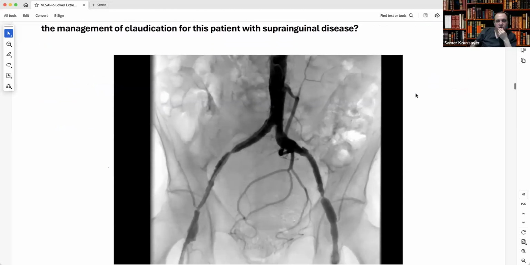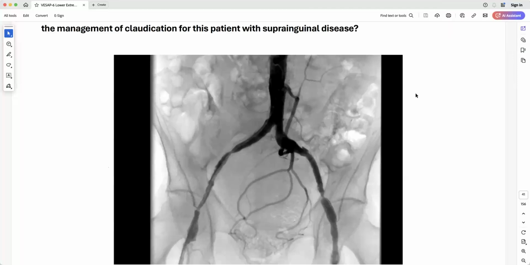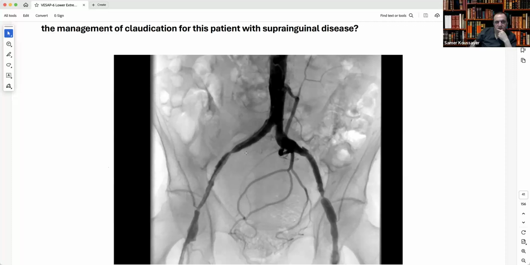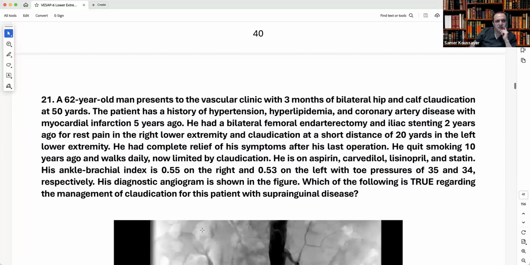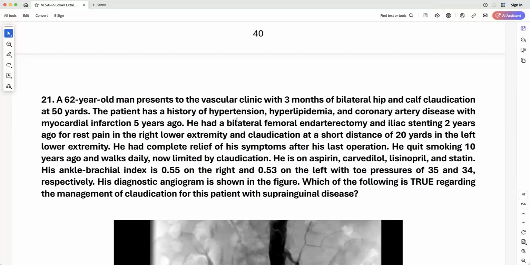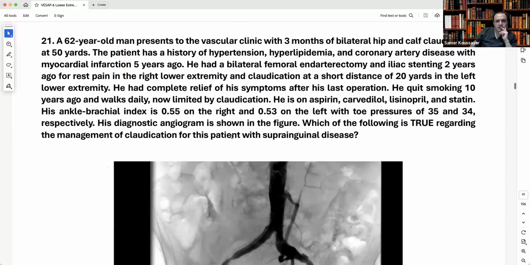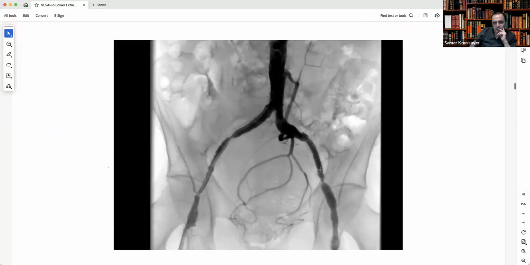All right, so let's go through here. So what do you see? I see external iliac stenosis, both sides, more on the right side. Okay, so stenosis here has a stent. They were able to stent on both sides, right? He has iliac stent. He has bilateral femoral and iliac stenting. It looks like there's a stent here, and there's a stent here.